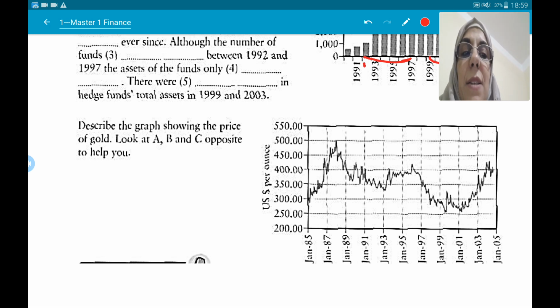Here is another exercise which is related to the previous ones, but I'd like to keep this as a piece of homework, a second homework, in addition to the very first task. You've got to do it within this week and send the solution via my email. You will find my email on the site. You make a description of the graph showing the price of gold. Look at A, B, and C opposite to help you. I mean the previous exercises.